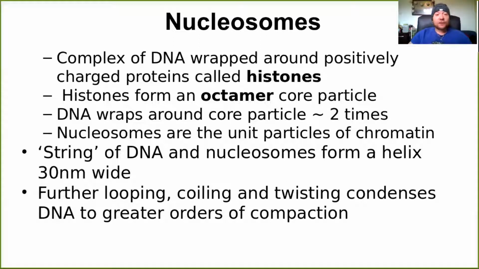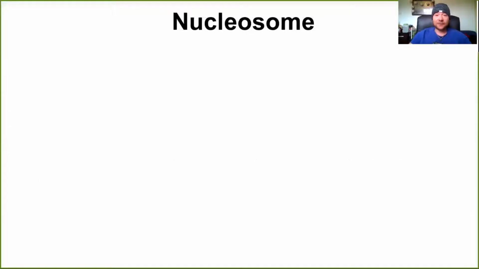So histones form an octamer core particle. There are basically 8 histone proteins in that ball with DNA wrapped around it. DNA wraps around the core particle slightly less than 2 times. Nucleosomes are the unit particles of chromatin. So you have a string of DNA and nucleosomes, which form a helix about 30 nanometers wide. Then there is further looping and coiling and twisting, which condenses everything tighter and tighter.